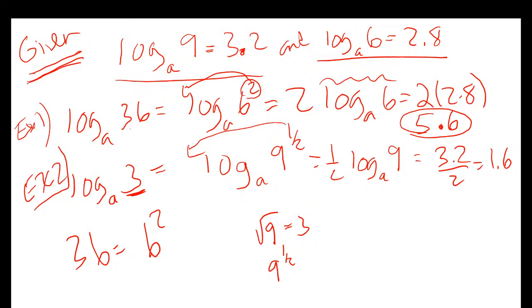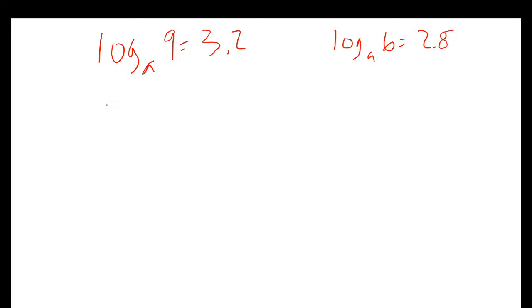So we basically have to know how this number is found from these two numbers. All right. So, like, if I say log A 9 is equal to 3.2, and log A 6 is 2.8. Now I could ask you, okay, well, what's log A 54?